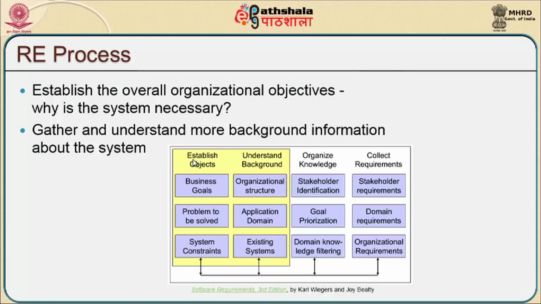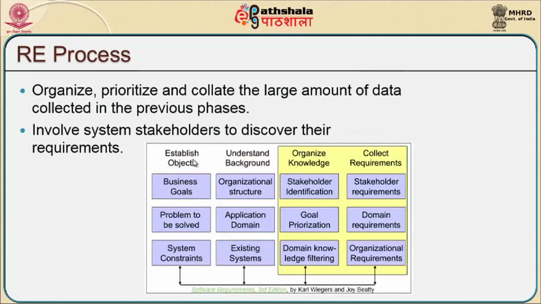So this helps us gather and understand more background information about the system. The first 2 phases are to establish the objectives and understand the background of the system. The second two phases are to organize and collect the requirements. When we do the organization, we prioritize and collate the large amount of data collected in the previous phase, and this involves the system stakeholders to discover what they need. So their requirements are clearly understood.